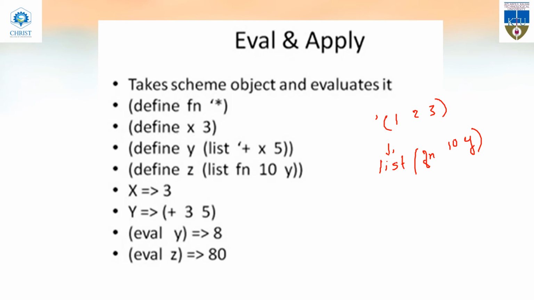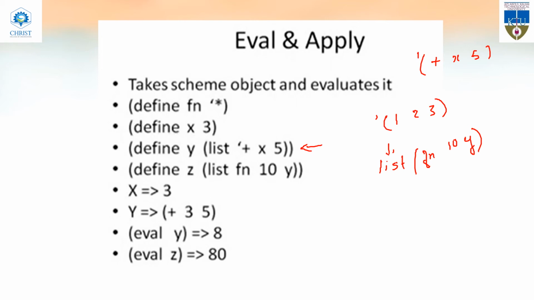Sometimes a list does consist of some operations. To execute those operations, we use eval. For example, if I am defining a list, here you know it is defined as list plus x 5. So we are looking at this statement: defined by list plus x y. This is actually a list. So plus x 5 is actually a list.